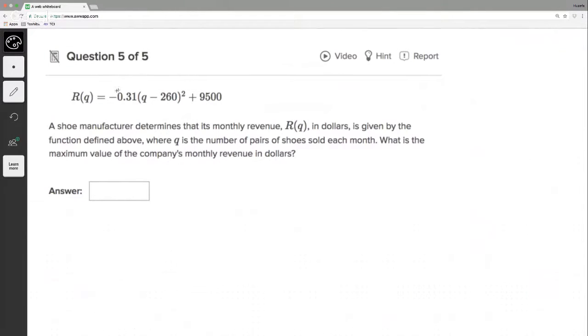A shoe manufacturer determines that its monthly revenue R(Q) in dollars is given by the function defined above, where Q is the number of pairs. What is this? Monthly revenue. Q is the number of pairs of shoes sold each month. What is the maximum value of the company's monthly revenue in dollars?